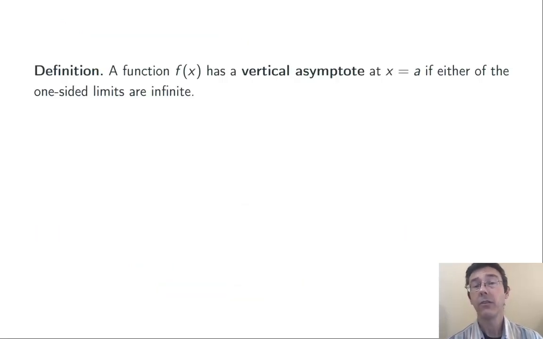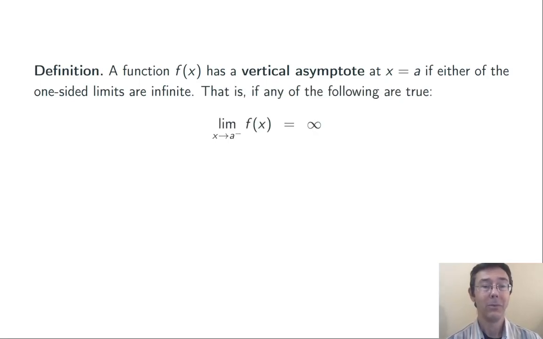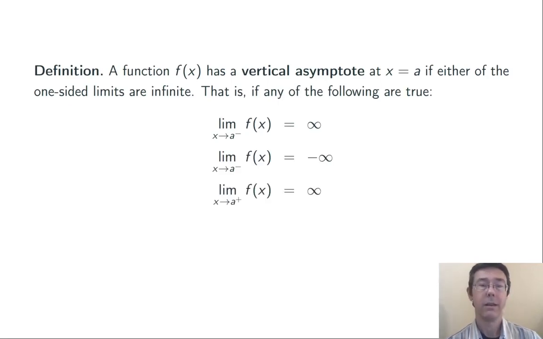We can now give a definition for a concept that's familiar to us from pre-calculus, a vertical asymptote. A vertical asymptote is an x value where the function has an infinite limit from one side or the other or both. So, we're going to have a vertical asymptote at x equals a if the limit as x goes to a from the left of f of x is infinity or minus infinity, or if the limit from the right of f of x is infinity or minus infinity. You need at least one of those things to hold in order to have a vertical asymptote.